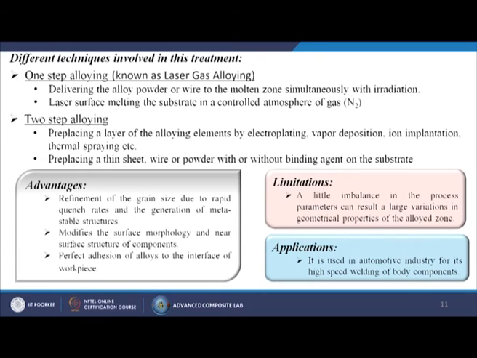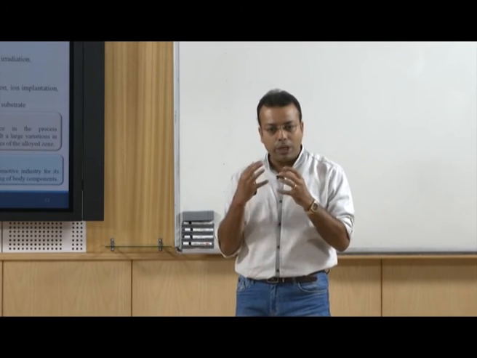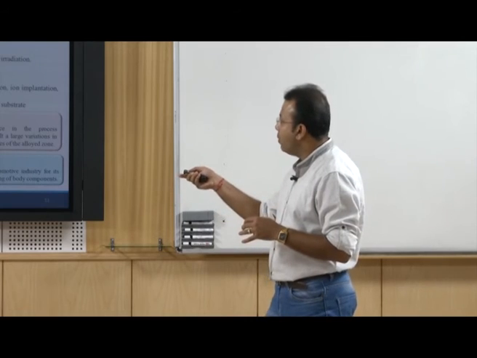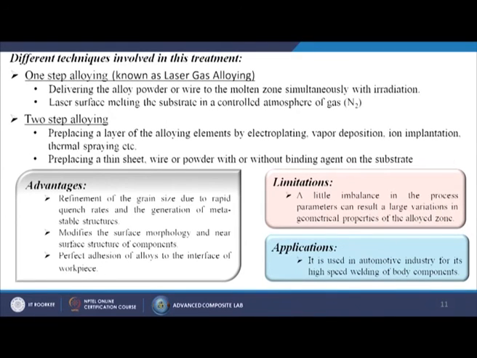Then in the second step, pre-placing a layer of the alloying elements by electroplating, vapor depositions, ion implantations, thermal spraying, etc. Pre-placing a thin sheet, wire or powder with or without binding agent on the substrate. So, first initially we are mixing those, then we are doing chemical reactions by means of electroplating or vapor depositions or ion implantation, so that they are making chemical reactions in between them.